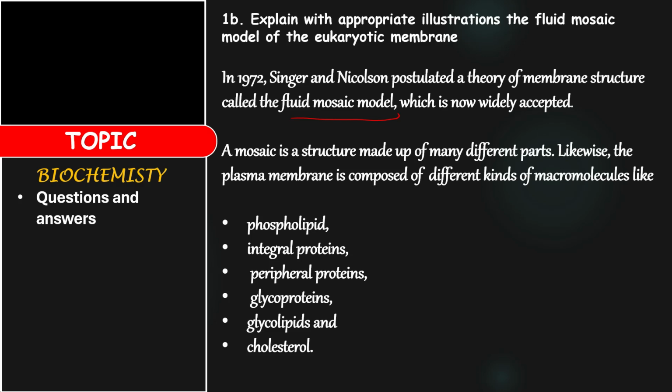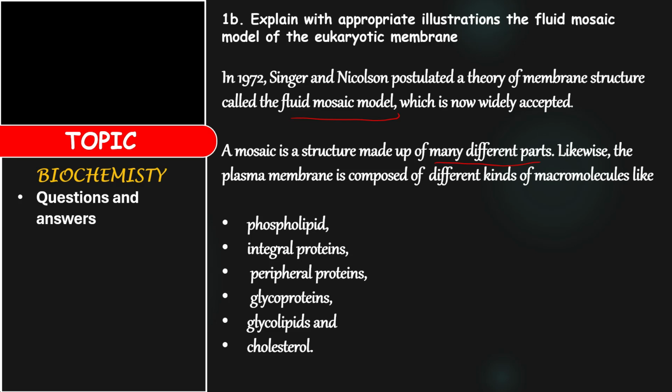Now, when you say something is a mosaic, it is actually an assortment of different things. Are you getting it now? When you have an assortment of different things, you say this is a mosaic. So a mosaic is a structure made up of many different parts.